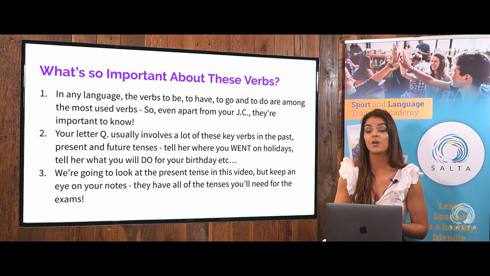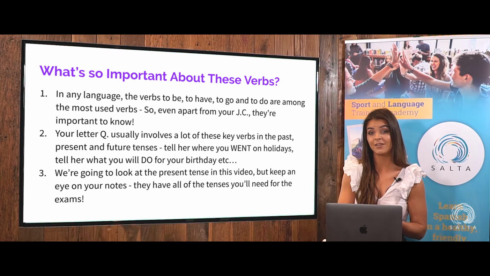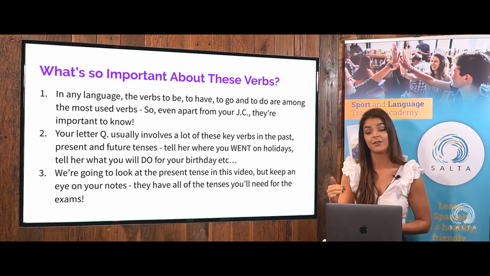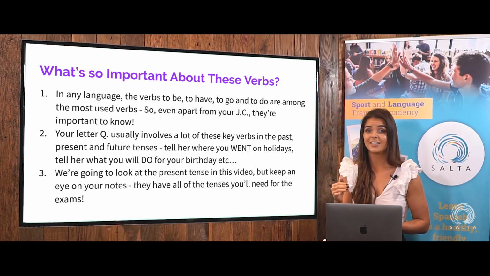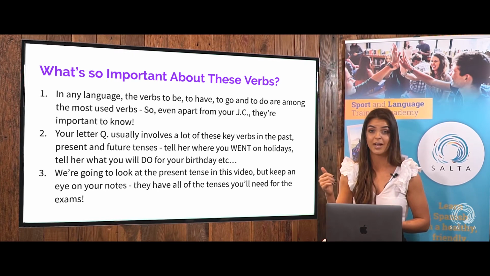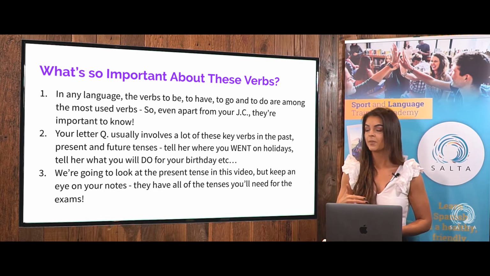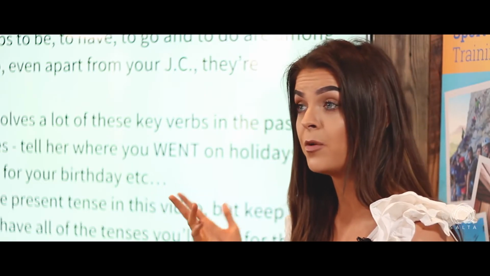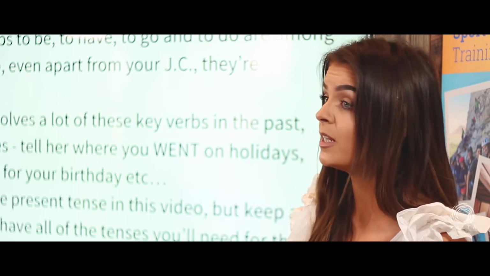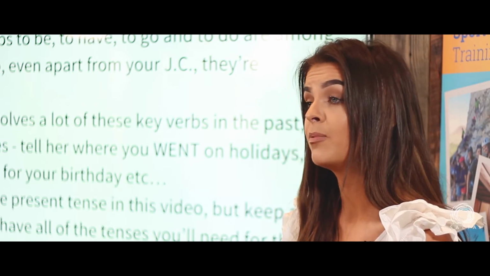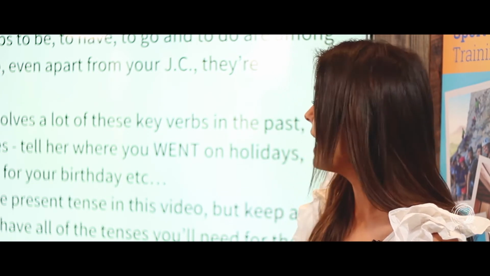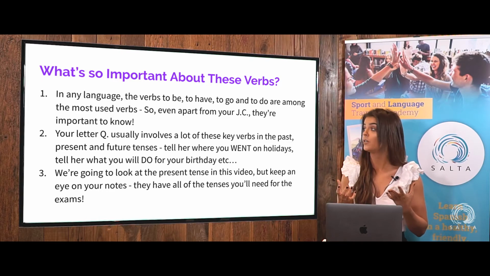Your letter question also usually involves a lot of these key verbs in the past, present, and future. So unfortunately, it's not just enough to know the names of them or how to use them in the present tense. You are going to have to be able to conjugate them and use them in all 3 time situations. So, for example, tell her where you went on holidays, tell her what you will do for your birthday, tell her about the present you received last week. Anything like that, we need to be using our key verbs in all 3 tenses.